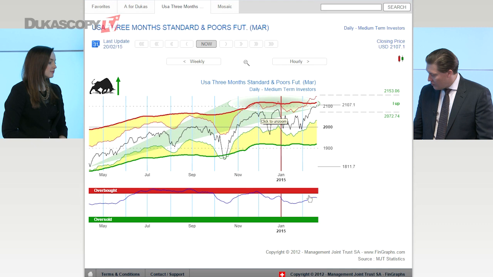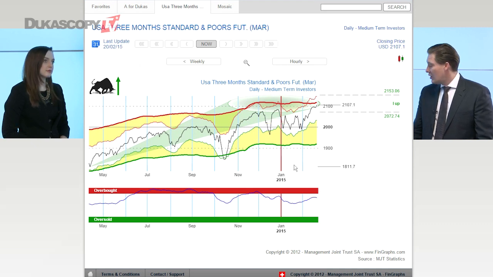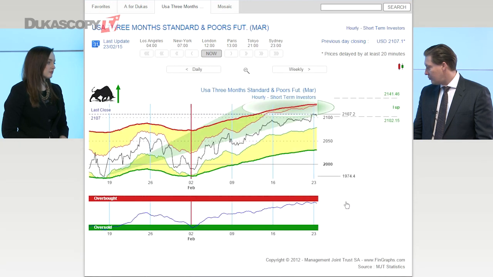You can see the oscillators are not quite yet in the overbought, so it does seem like there's more potential here. On the hourly, also quite an aggressive projection, which could lead us up to 2140. So we're still heading up, also not quite in the overbought zone here. So over the next week or so, there's a bit more to go.